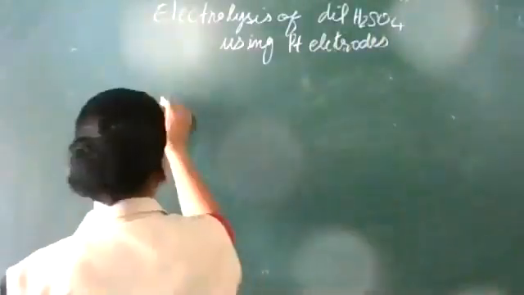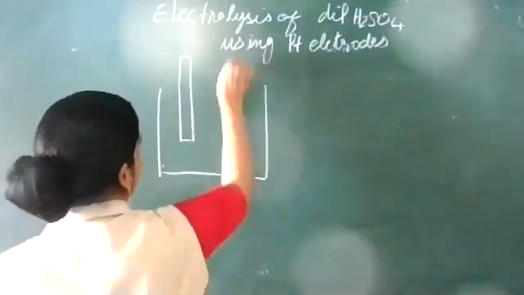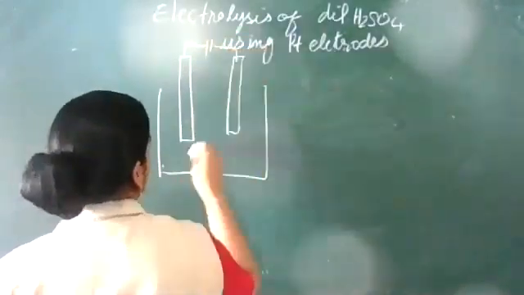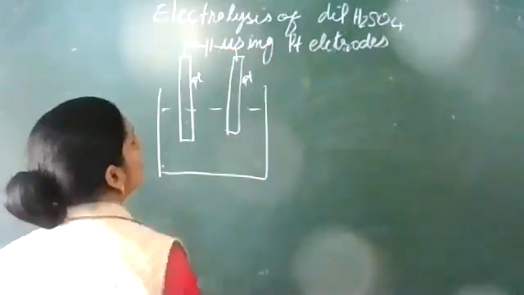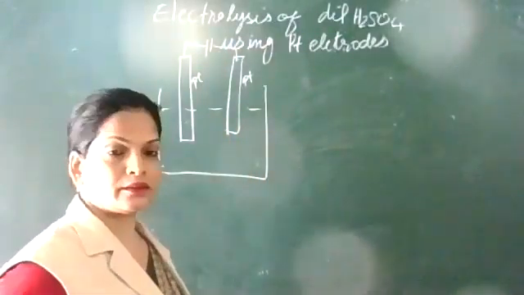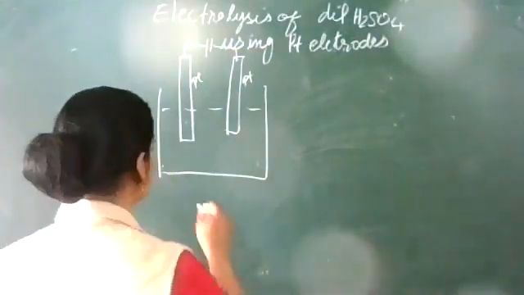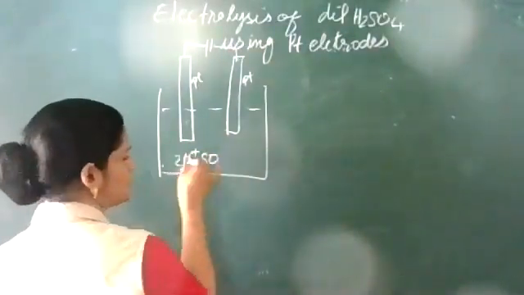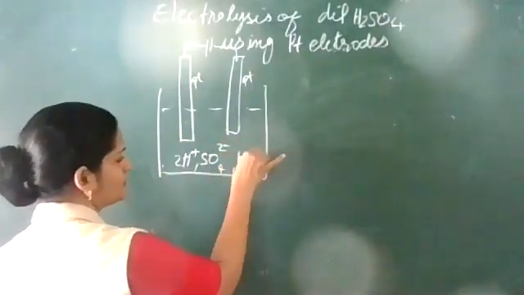Let's see. Make a rough diagram, you will get ideas easily. This is platinum. Dilute H2SO4 means H plus ions, sulfate ions, and water.